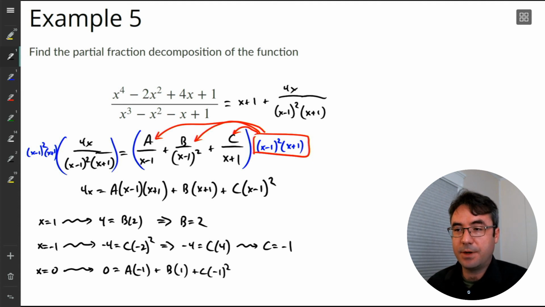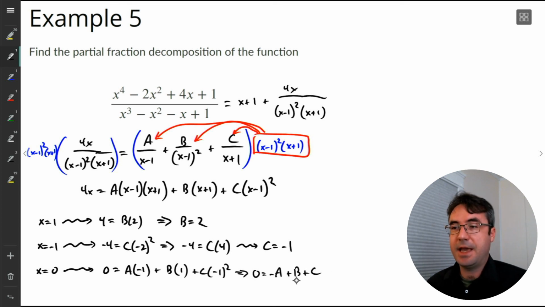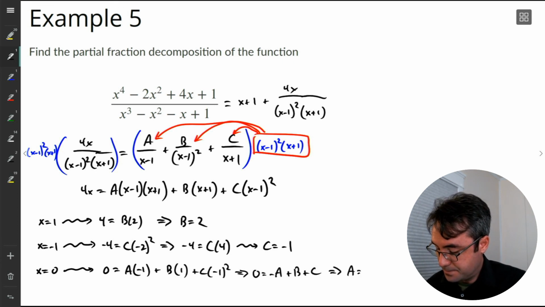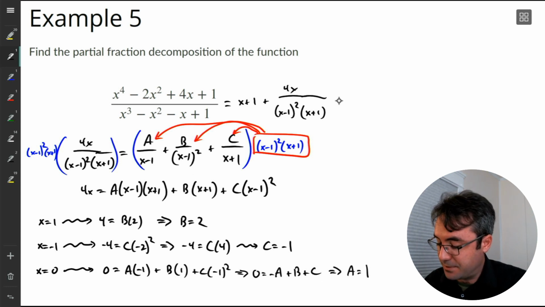And so what is this equation? We get 0 is equal to negative a plus b plus c. And we already know what b and c are, so we can just fill those in and figure out what a is. So a is equal to b plus c. So a is equal to 1. And then finally, we just take our a, b, and c values, plug them into our decomposition, and that's what our function is going to simplify to.